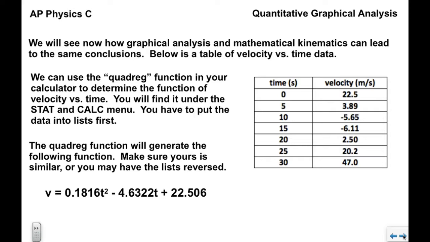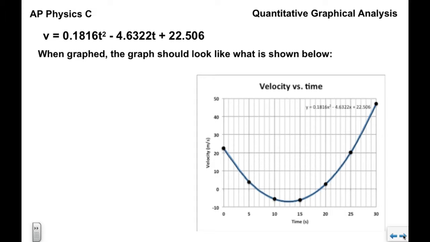The function will generate the following function: v equals 0.1816 t squared minus 4.6322 t plus 22.506. Yours should be similar. If it's not, it means you have the lists in the wrong order. So now when we graph that function, again, you can use your calculator to graph L1 and L2. It should look a little like what you see below.